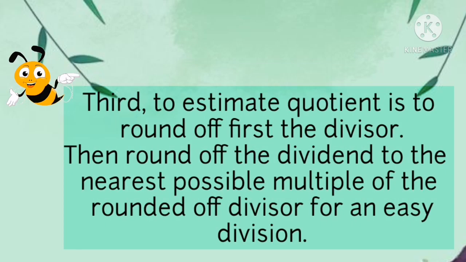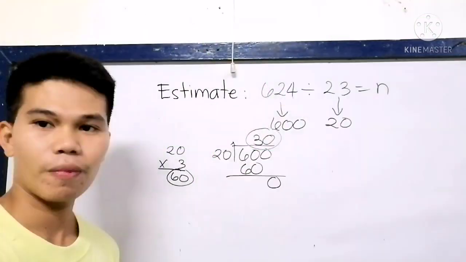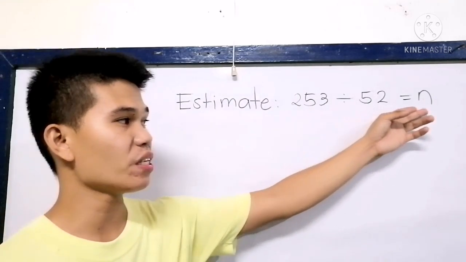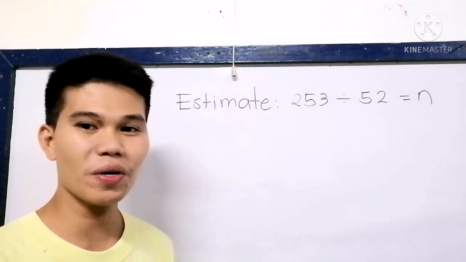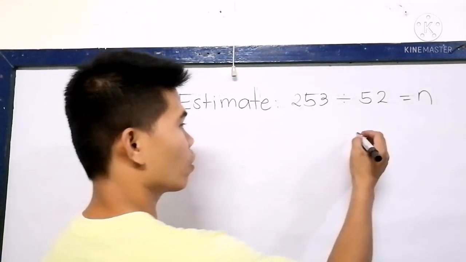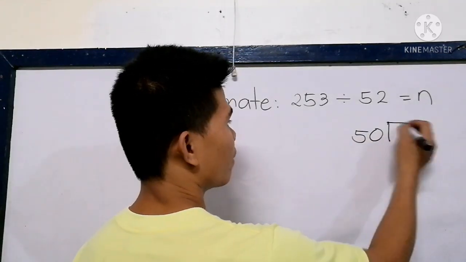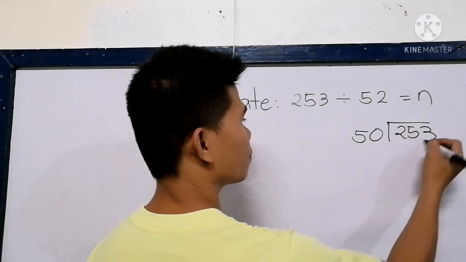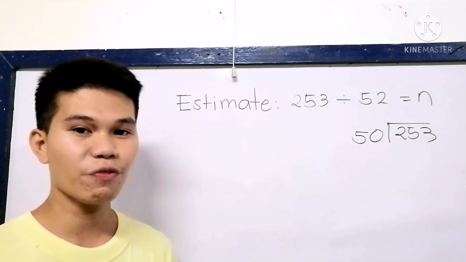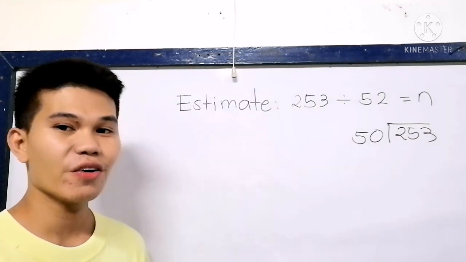Then third, to estimate quotient is to round off first the divisor, then round off the dividend to the nearest possible multiple of the rounded off divisor for an easy division. Here is an example. So estimate 253 divided by 52 is equal to n. So the first thing to do here is we are going to round off the divisor. So this will become 50. Next, round up the dividends to the nearest possible multiple of 50. Now that will be 250.